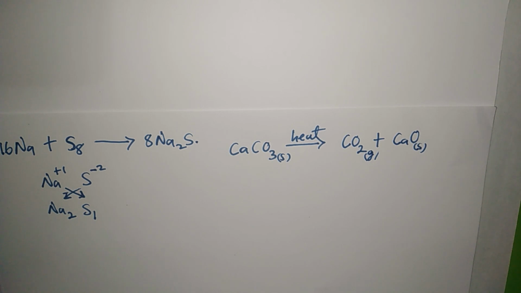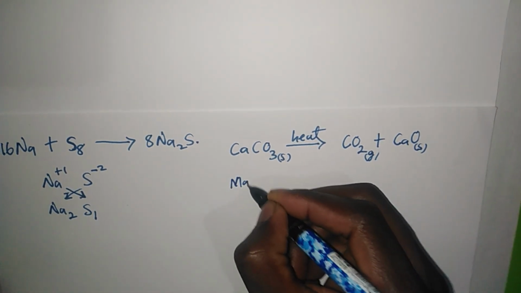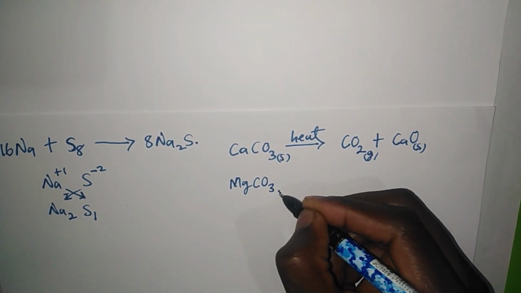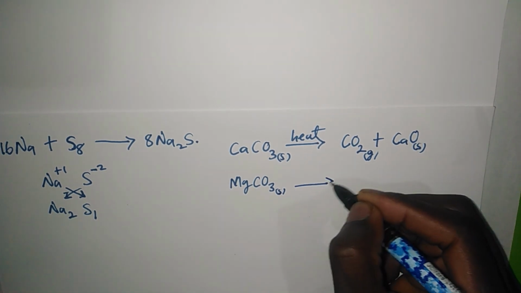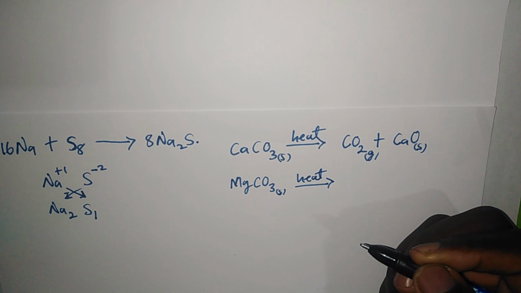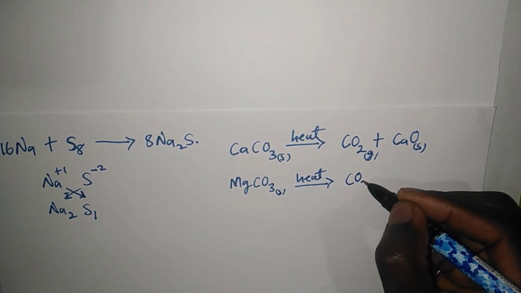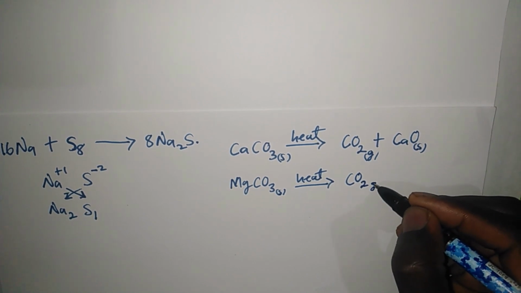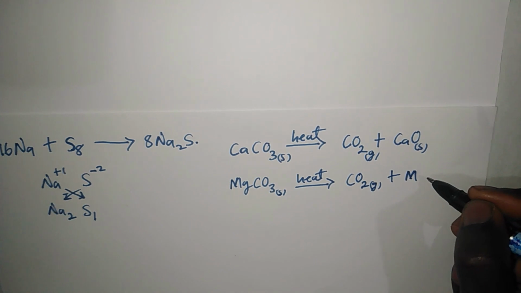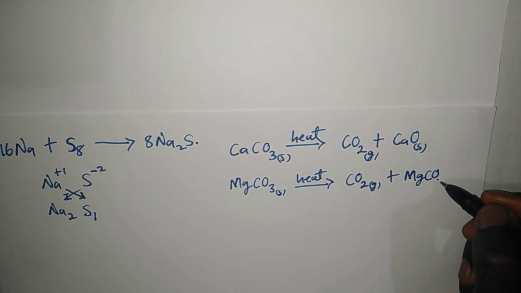Right? Next, let's say we have magnesium carbonate. Now, if we heat magnesium carbonate, what will escape will be CO2. CO2 gas will escape, leaving behind magnesium oxide.